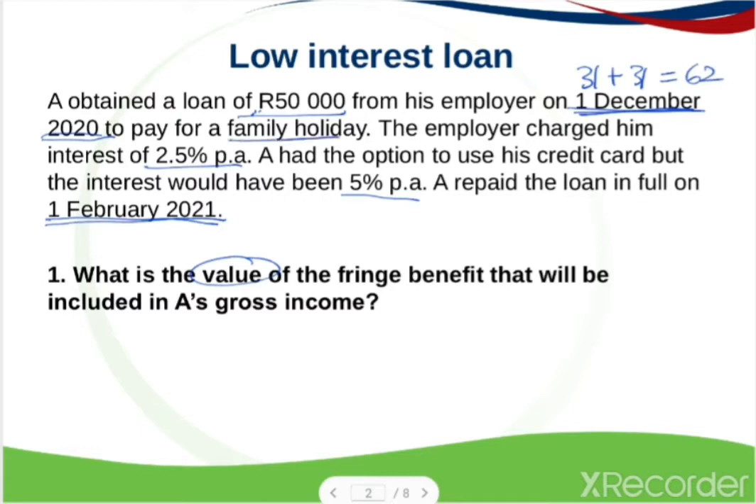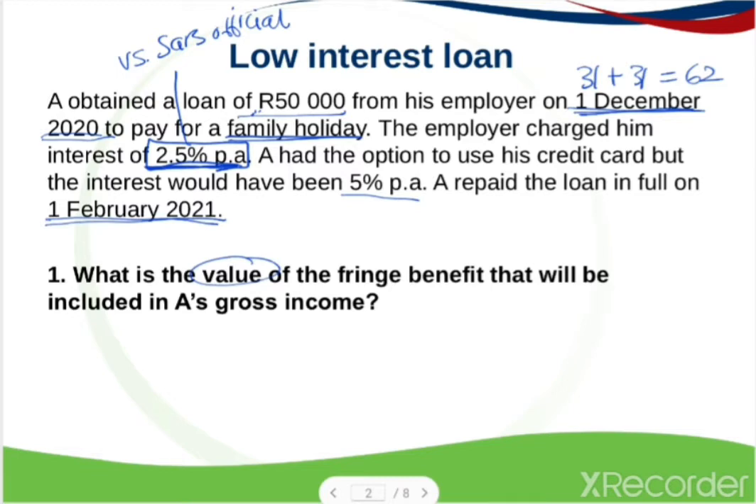What he actually used the loan for, it's not really important unless we can see that it was for study purposes. Then it becomes relevant because it triggers the exclusion. The employer charged him 2.5% per annum. So this is the rate that we would compare and see versus the SARS official rate. How does it compare? Does it result in a fringe benefit or not?